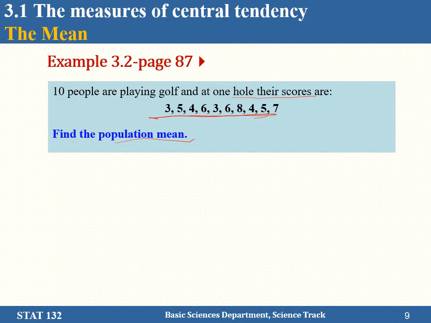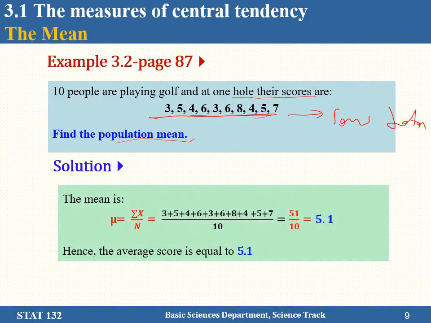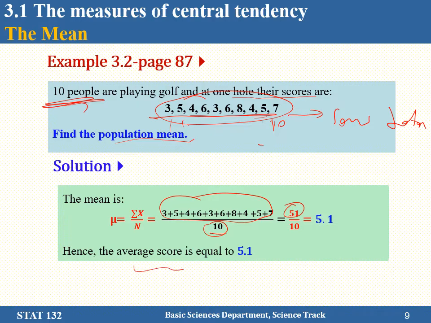The mean, if this is raw data, as you see here, since it's raw data, you add all the data values and divide by the number of data values. You add all of them. Here we have the sum 51. And this is the number of data values: 1, 2, 3, 4, 5, 6, 7, 8, 9, 10. Here it's 10. It's also saying here 10 people. So it's 5.1. So the average score is equal to 5.1.